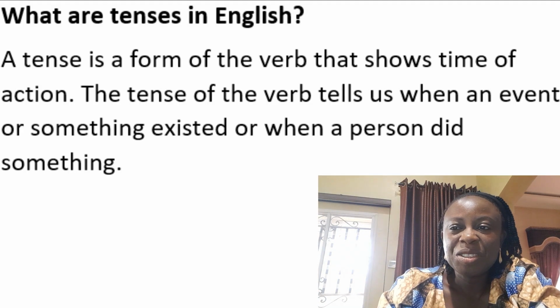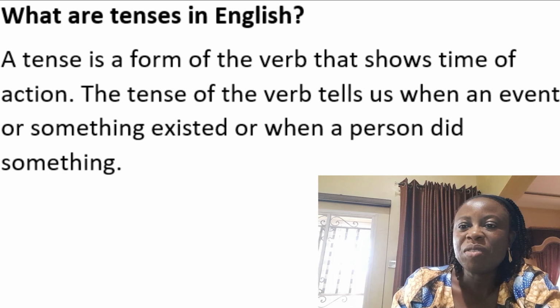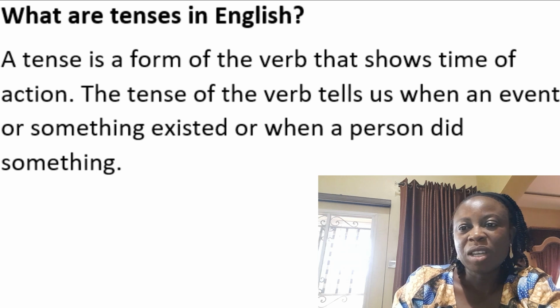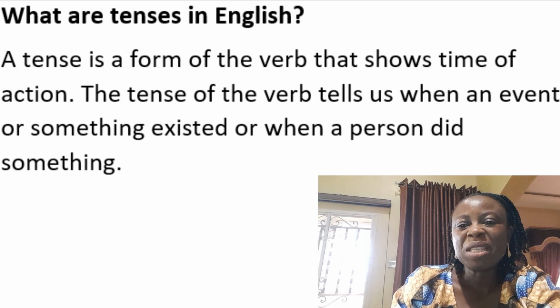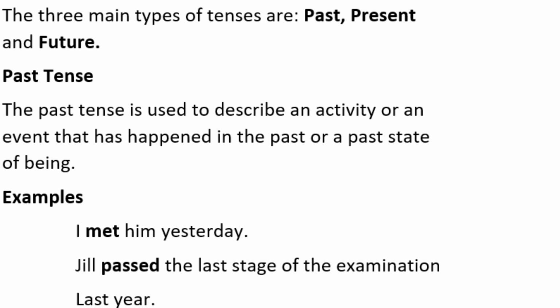What are tenses in English? A tense is a form of the verb that shows time of action. The tense of the verb tells us when an event or something existed or when a person did something. In English language, there are three main types of tenses. They are past, present, and future.